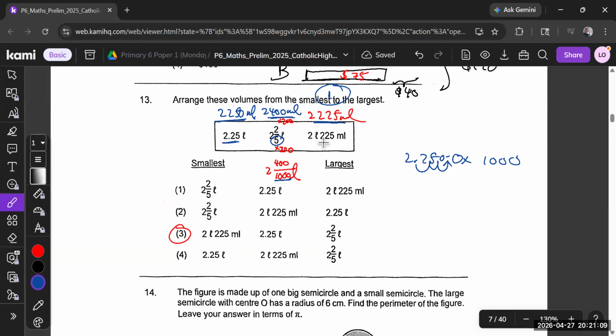2 liter, 225 ml. Then getting bigger will be this one, which is 2.25 liters. And the biggest will be 2 and 2/5 liters. So what is the lesson here? The lesson here is you must change them into all the same, all into whole numbers, and also change into all ml. Must change into all ml. Okay, then you'll be able to what? Able to compare. Okay, so your answer is number 3.